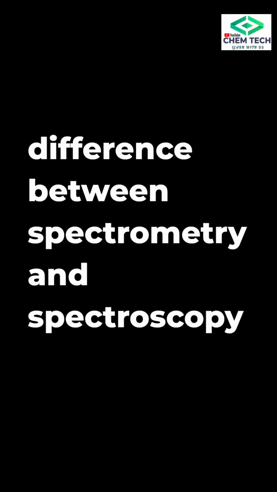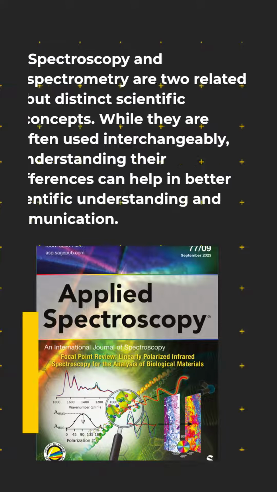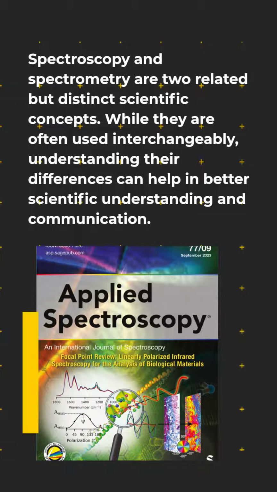Difference between spectrometry and spectroscopy. Spectroscopy and spectrometry are two related but distinct scientific concepts. While they are often used interchangeably, understanding their differences can help in better scientific understanding and communication.